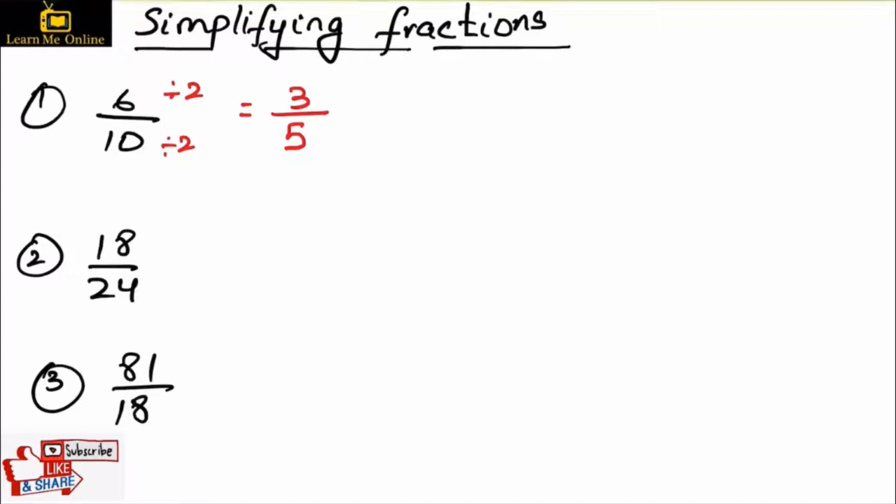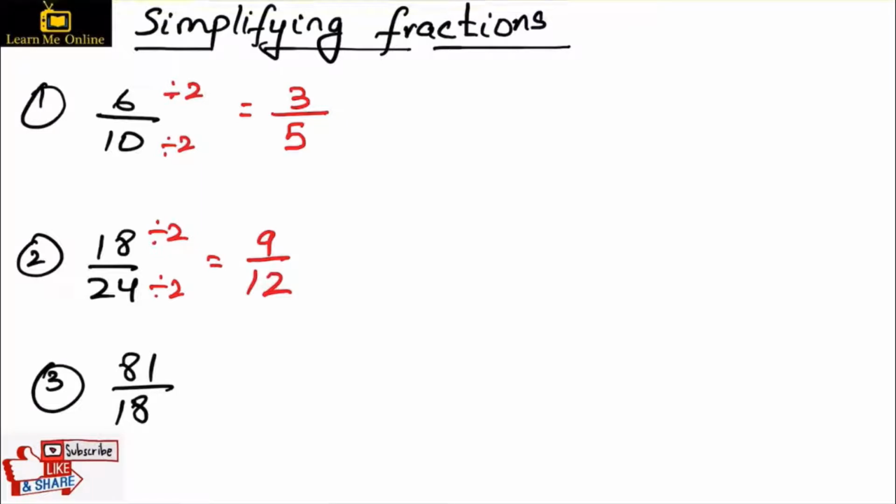Now we have 18 in the numerator and 24 in the denominator. Because they are both even numbers again, they would both be divisible by 2. We take the half of 18, which is 9, and the half of 24 is 12. Now we have the numbers 9 and 12.